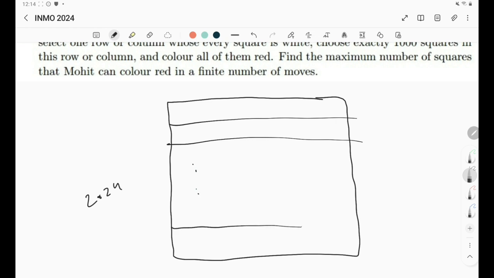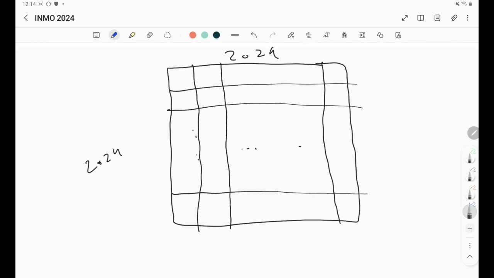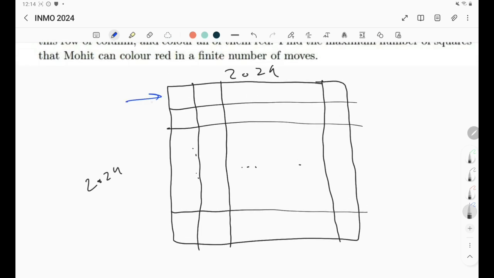And so on. And same thing here, columns, 24 columns. Okay, let's start trying this process. So first of all, let's, for example, pick this row. If we pick this row, all of them are white right now. So we can choose 1000. So let's say we choose these ones here. Let's color them red. So the first 1000 here.